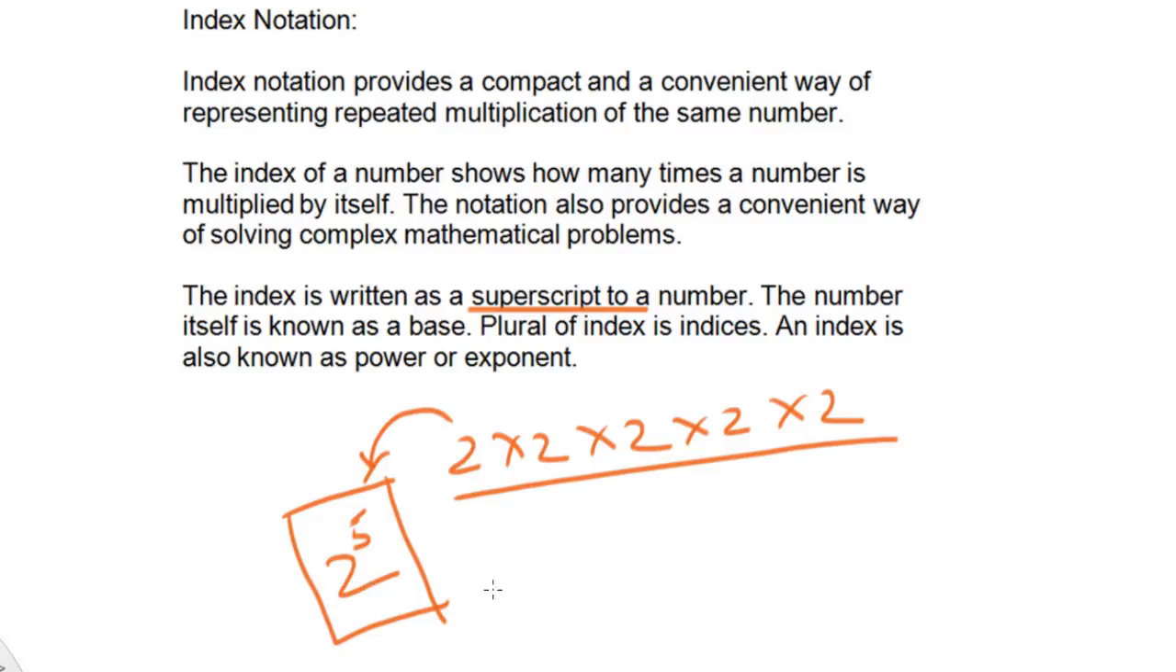So this 5 is known as the index, which is written as a superscript. The number itself is known as a base. So this number is a base. What this tells you is that 2 has been multiplied by itself 5 times.